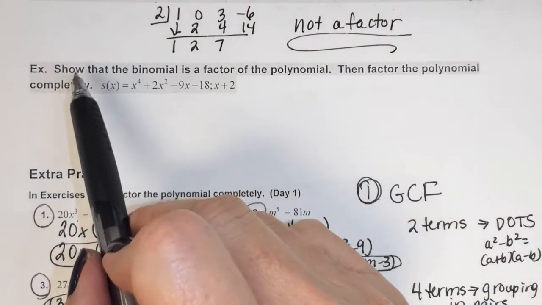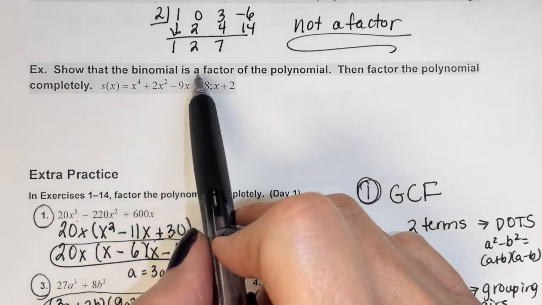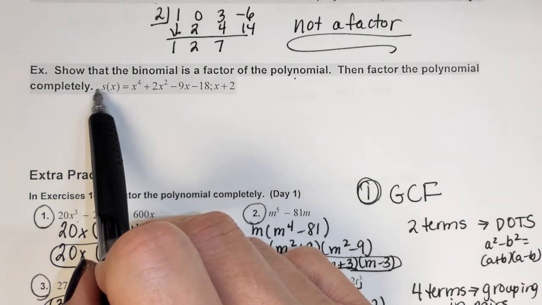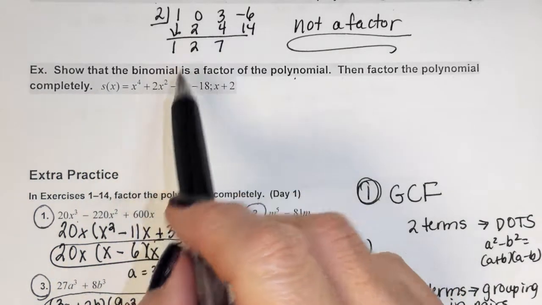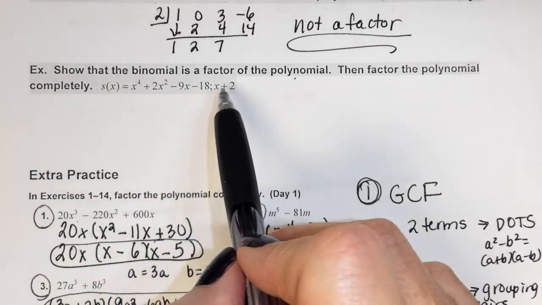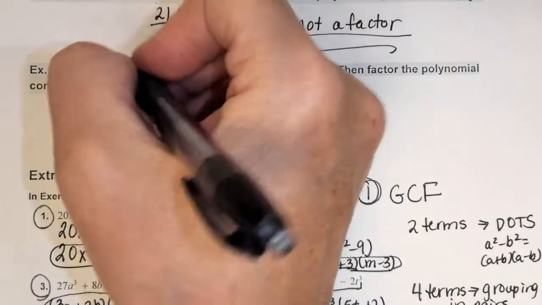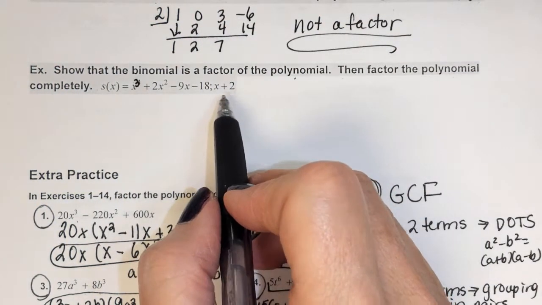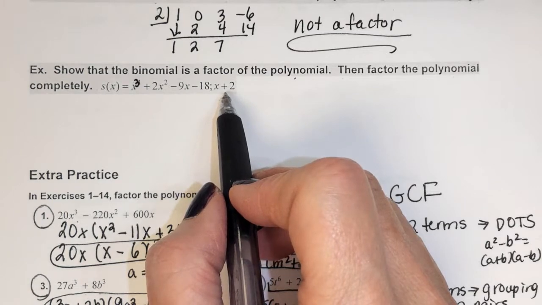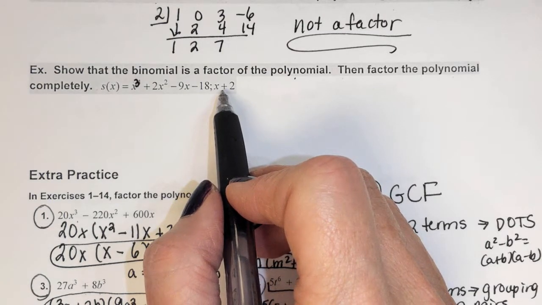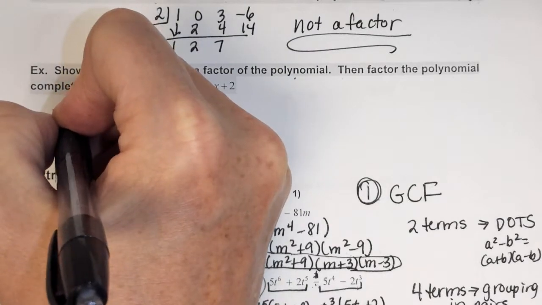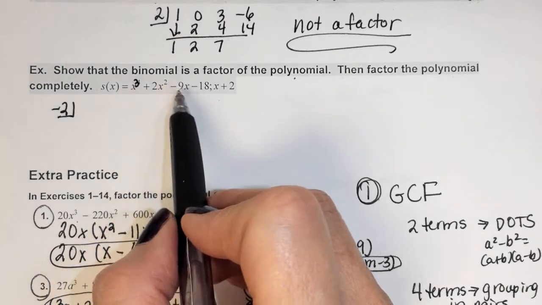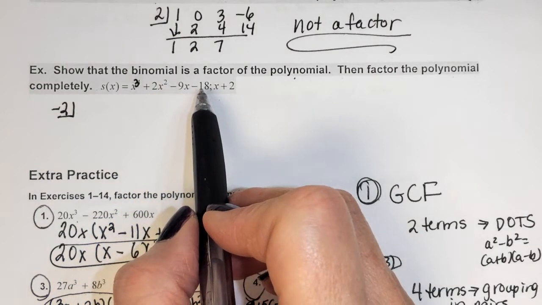Okay, let's look at this example. Show that the binomial is a factor of the polynomial. Then factor the polynomial completely. So they are telling us, in this case, that this is a factor. And by the way, this should be x cubed. So this is a factor. What's our k value here, guys? It's not 2, -2. So -2 goes in the box. This should be x cubed plus 2x squared minus 9x minus 18.